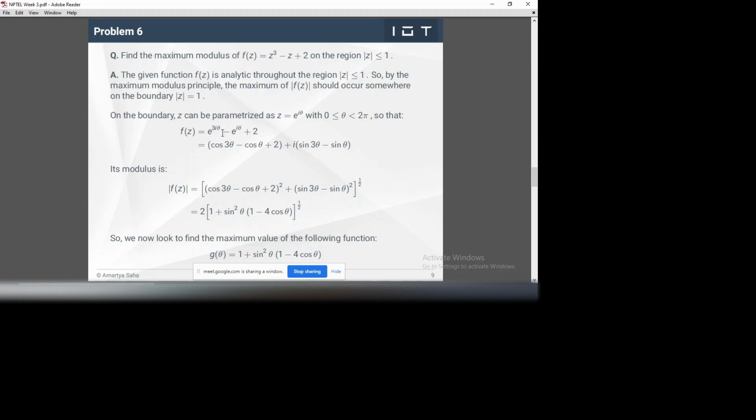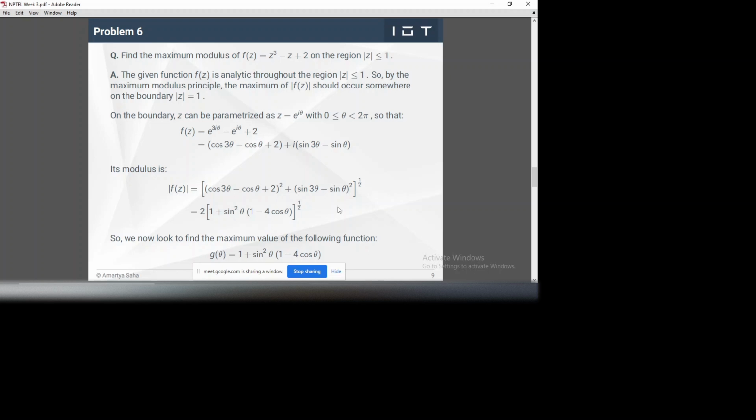We have e to the power 3iθ minus e to the power iθ plus 2, and now we will write it in the real part and imaginary part. So easily, (cos 3θ minus cos θ, which are the real parts of these two functions, plus 2) plus i (sin 3θ minus sin θ, which are the imaginary parts of these two functions). So clearly the modulus is this real part squared plus imaginary part squared, and the square root of the whole summation.